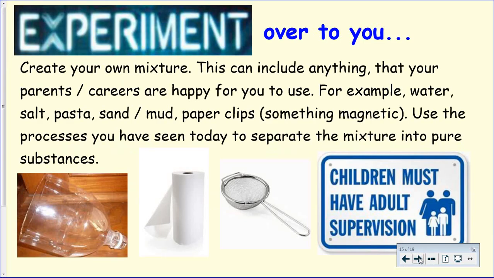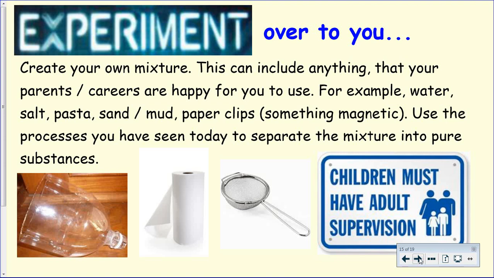Okay, it's time for you to have a go at an experiment now. If you want to use evaporation, I must tell you that you have to have an adult with you. So it says children must have adult supervision. And it's really important that you speak to an adult in your house and check that they're happy for you to use different things. I would be so angry with my children if they just started grabbing things and making a mixture. So make sure you talk to an adult in your house and get permission before you carry out this experiment.